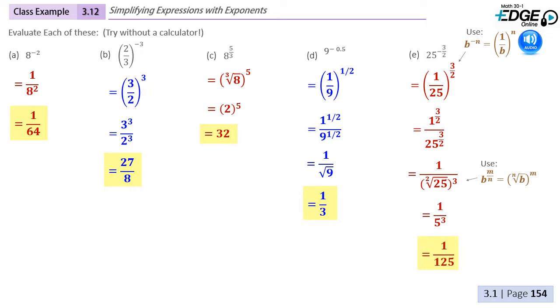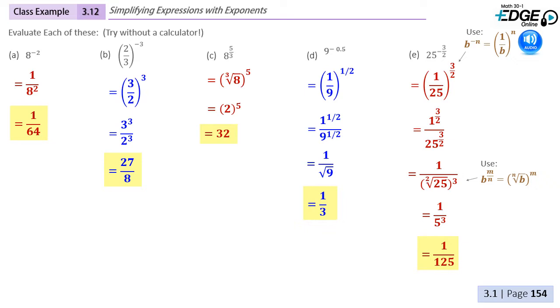Our final example, again, has an exponent that is both negative and rational. In the first step, we deal with the negative aspect by flipping the 25 and writing its reciprocal of 1 over 25. We then apply the exponent of 3/2 to both the numerator and denominator. Because the numerator was 1, it evaluates to give 1.